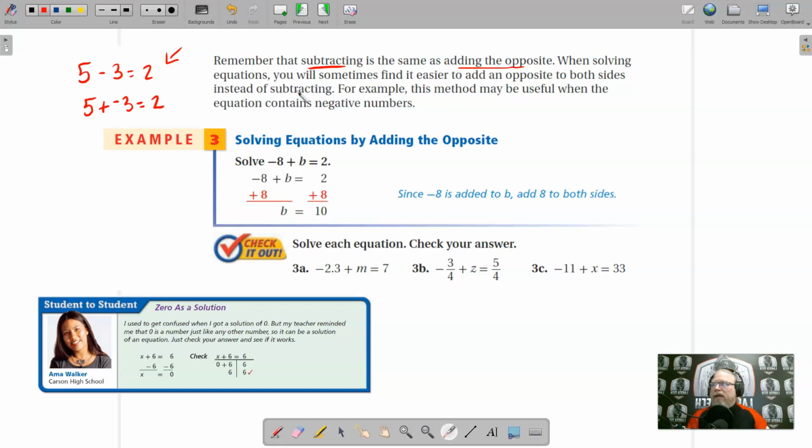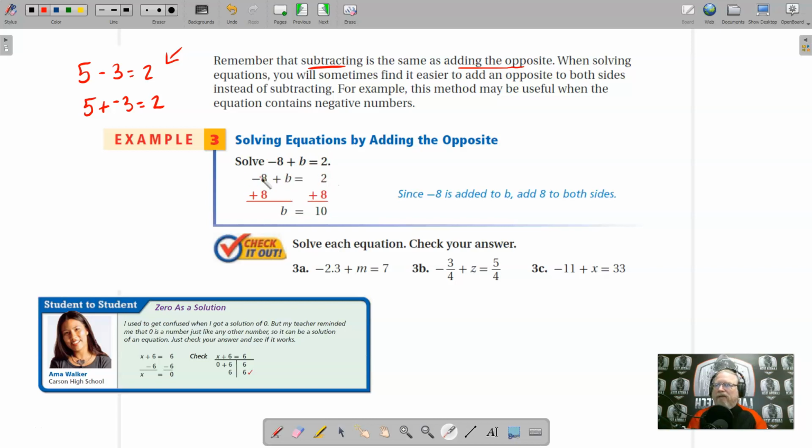When solving equations, you will sometimes find it easier to add an opposite to both sides instead of subtracting, which is quite often the way that I personally look at it. For example, this method may be useful when the equation contains negative numbers. Here in example 3, solving equations by adding the opposite, let's solve negative 8 plus b equals 2. So I rewrite negative 8 plus b equals 2.